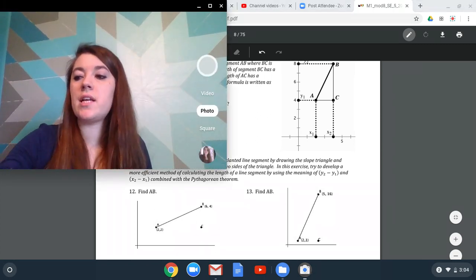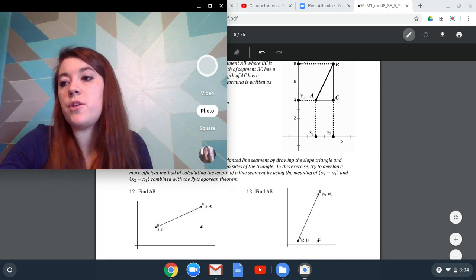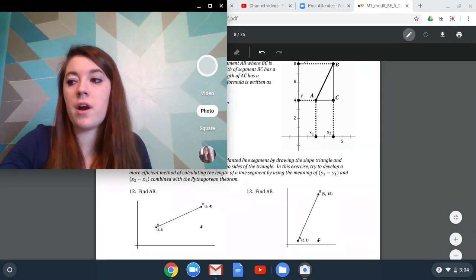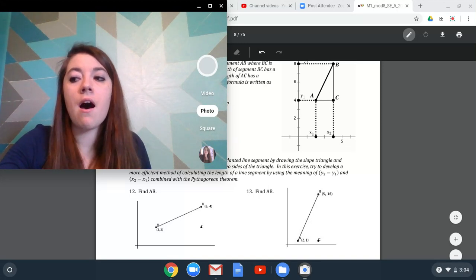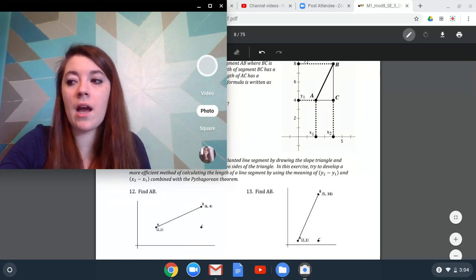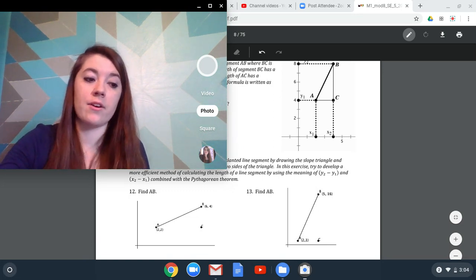So for this section, it says, in the previous unit, you found the length of a slanted line segment by drawing the slope triangle and then using the Pythagorean theorem on the two sides of the triangle. In this exercise, try to develop a more efficient method of calculating the length of a line segment by using the meaning of y2 minus y1 and x2 minus x1 combined with the Pythagorean theorem.